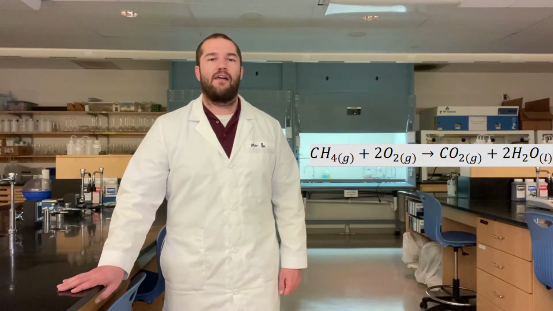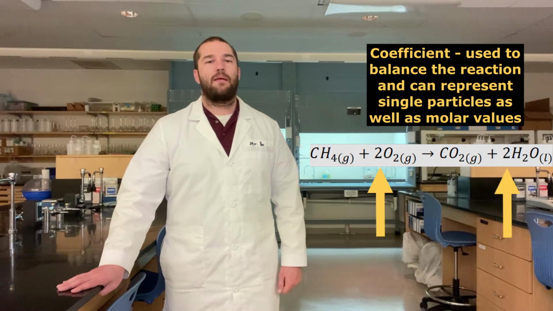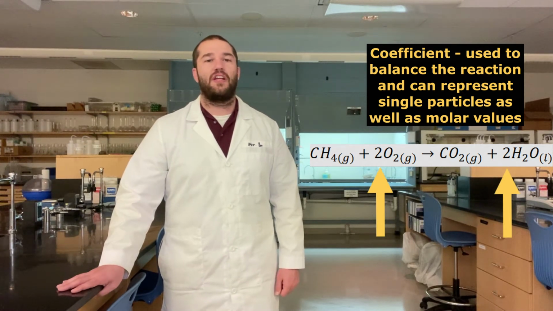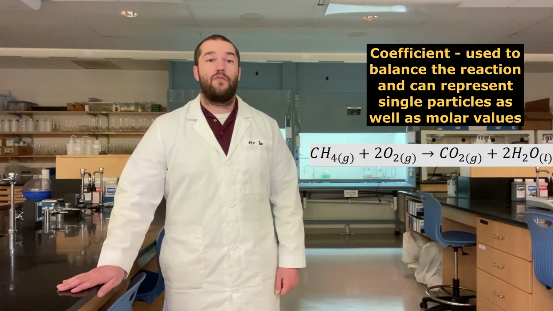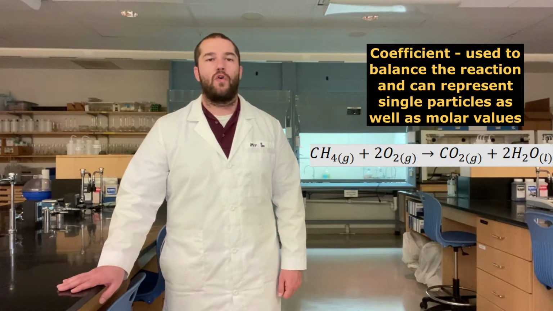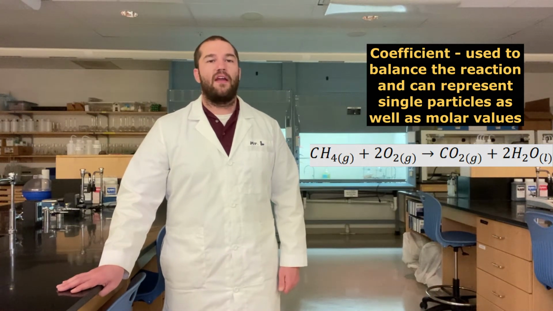The next thing we're going to have are coefficients. And it's very important that when we go to balance chemical equations, that you put the coefficient in front of the molecular chemical formula. What the coefficient is telling you is how many of those overall particles that you have. So in this equation, we've got a 2 in front of O2 particles. So that means we have 2 O2 particles.